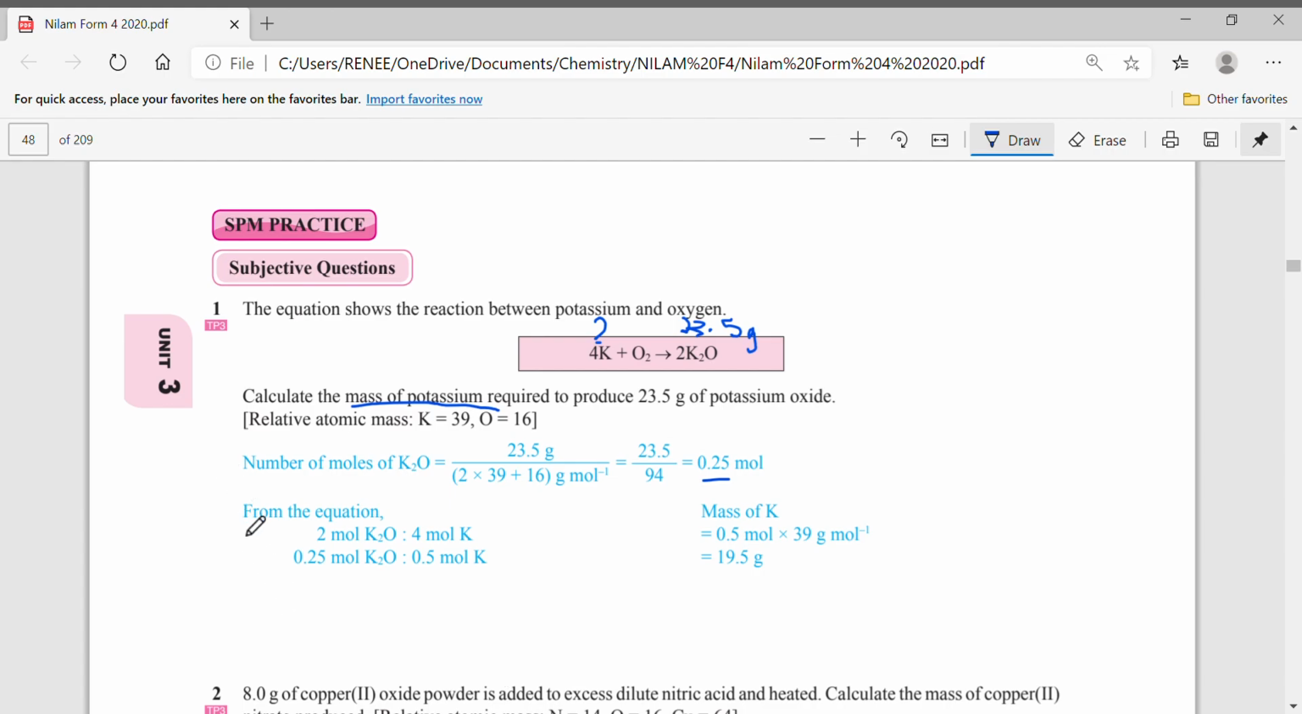And the second step is we can compare the number of moles using the equation. From the equation, 4 moles of potassium produce 2 moles of potassium oxide. So, when we have only 0.25 mole of potassium oxide, there is only 0.5 mole of potassium in the reaction. Now we already know the number of moles of potassium and we can find the mass. Mass of potassium is equal to number of moles times molar mass of potassium. So the number of moles is 0.5 times 39. Answer is 19.5.